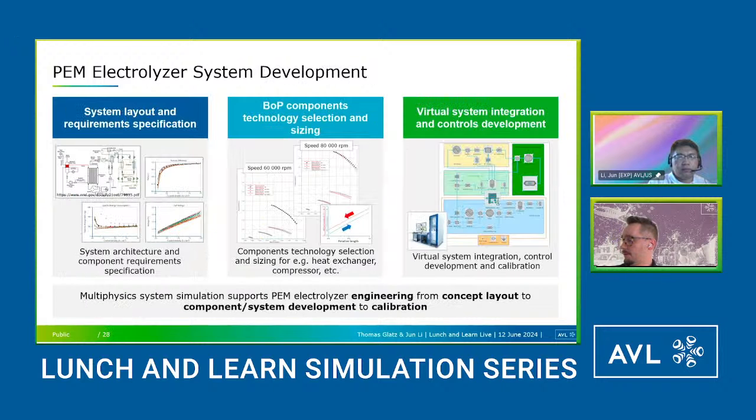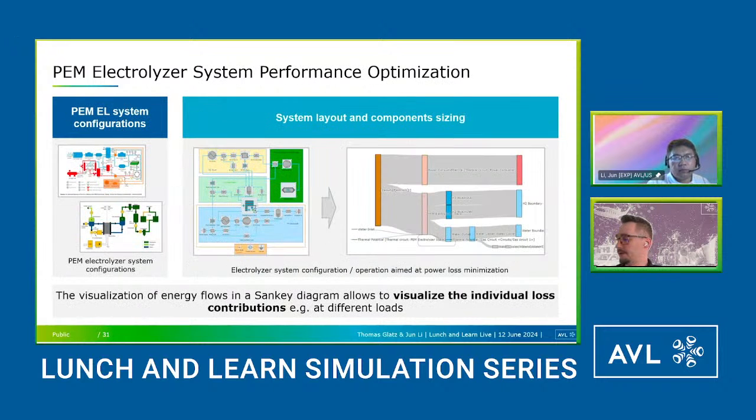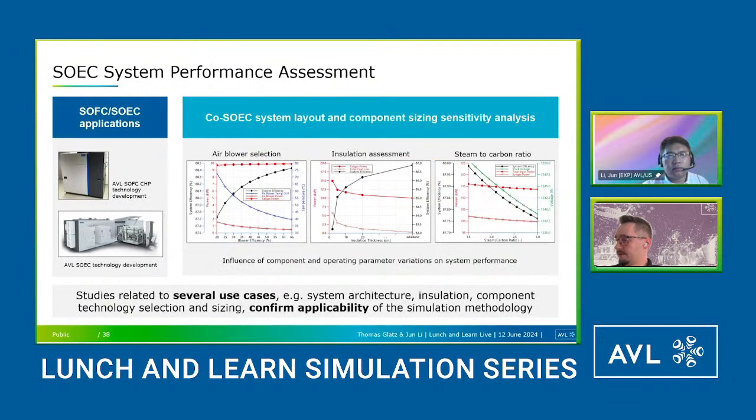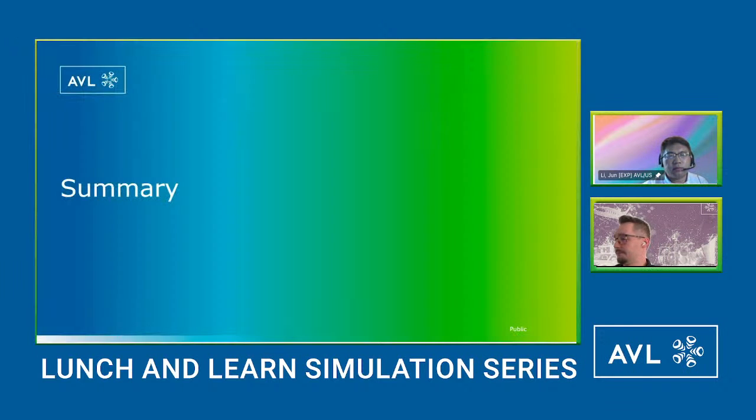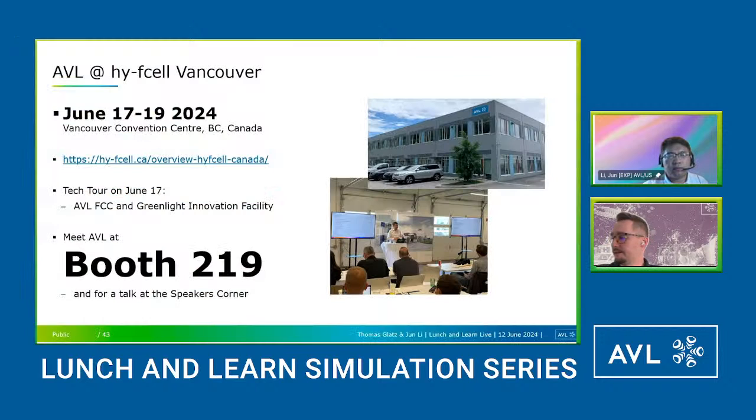And to wrap today's Lunch and Learn up, I will discuss the upcoming events that will be happening next week and in 2 weeks. The first one is the High-fidelity Vancouver conference. So this will be happening June 17th to 19th in Vancouver. And on day one, there will be a tech tour. So AVL's dedicated office there, AVL FCC, will be part of this tour.